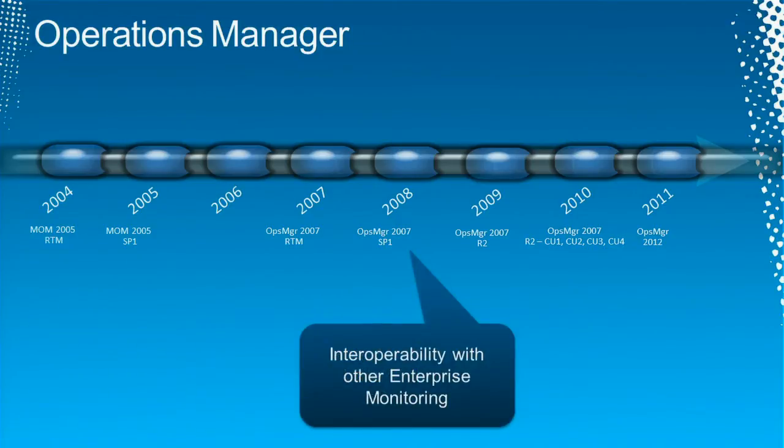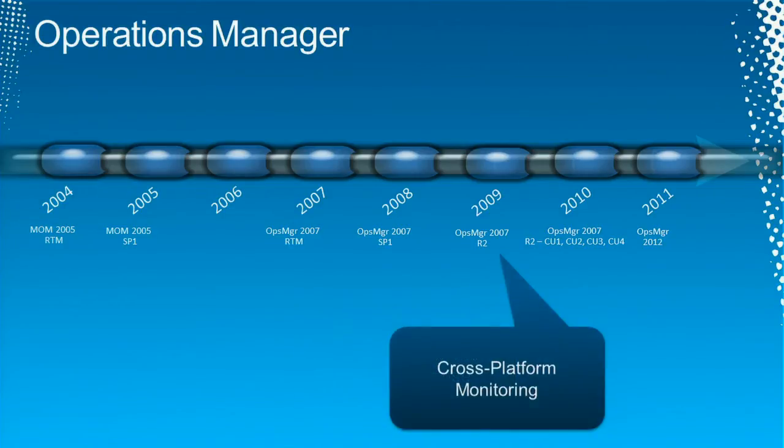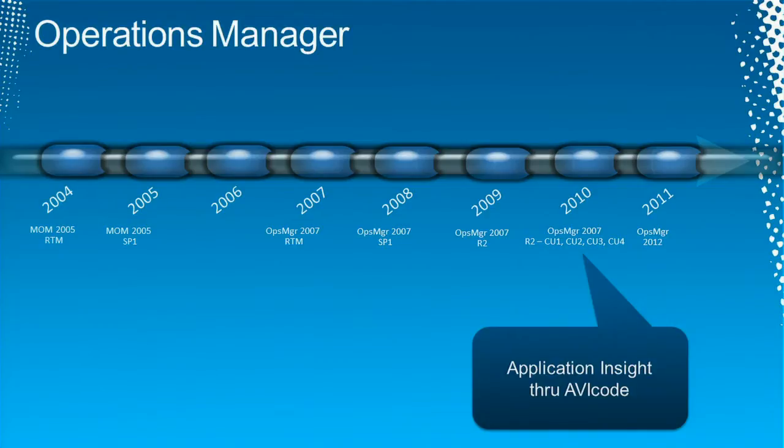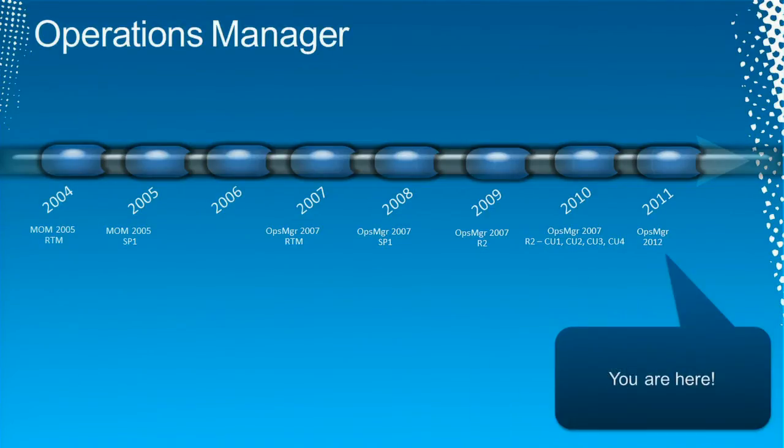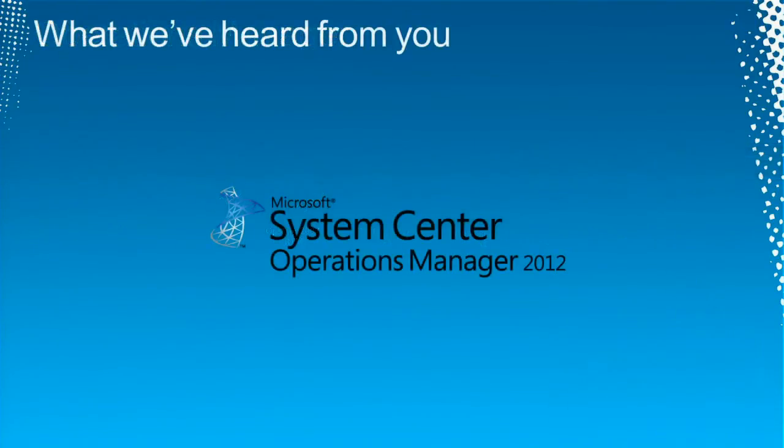Now as we continue on, OpsMan 2007 with SP1, we start getting things like interop with other enterprise-type solutions. In R2, we added cross-plat. In 2010, we bought something called AviCode. We're going to talk about that in just a minute. And so here we are. So we've got this regular rhythm of what's been happening for an evolution.